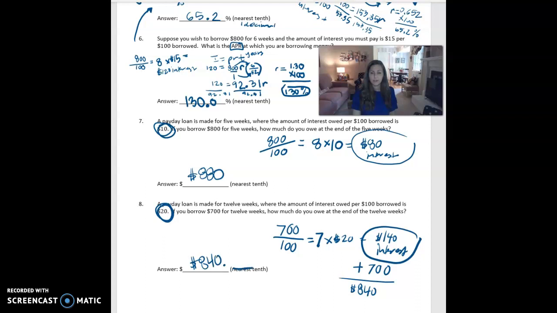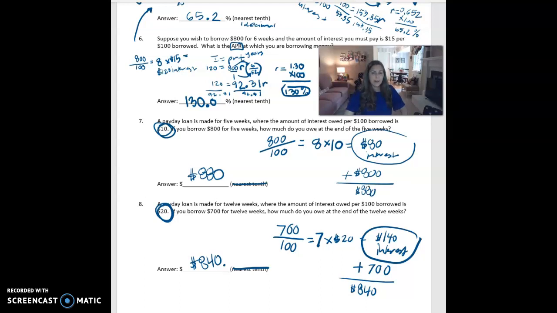That nearest tenth, honestly, that shouldn't be there because we're talking about money. Money's rounded to the nearest hundredth. So I apologize. I added that in there. Let's go back up to this one. Where did I get $880? I added the $80 interest plus the $800 that the original loan was for. And so the total ends up being $880.